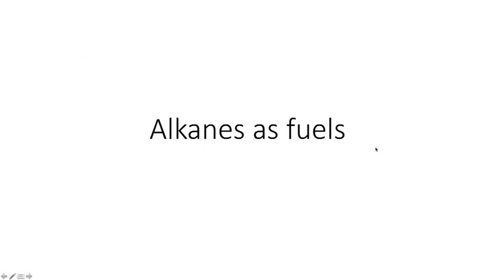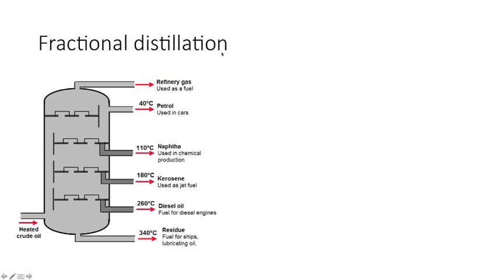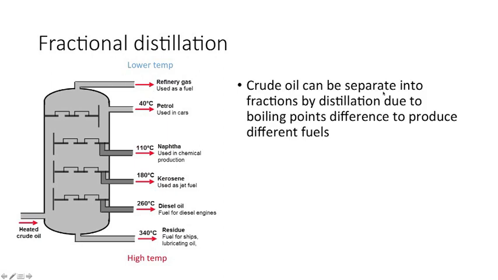Alkanes can be used as fuels. This is often seen in fractional distillation, which you may have come across one of these towers before, perhaps in GCSE. Effectively, the heated crude oil is placed at the bottom of the tank, and at the bottom there is a high temperature, and at the top there is a low temperature. So it can be separated into fractions by distillation due to the boiling point differences to produce different fuels.